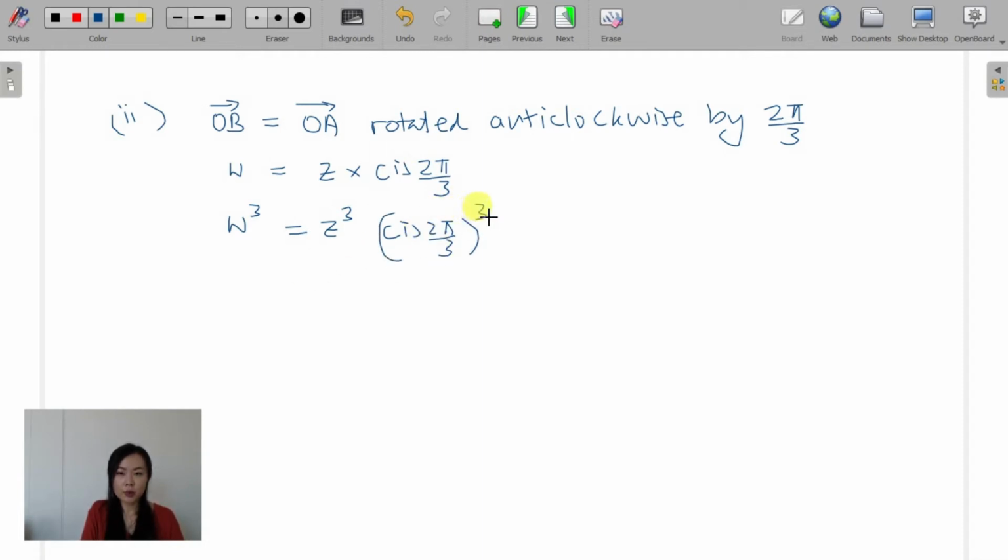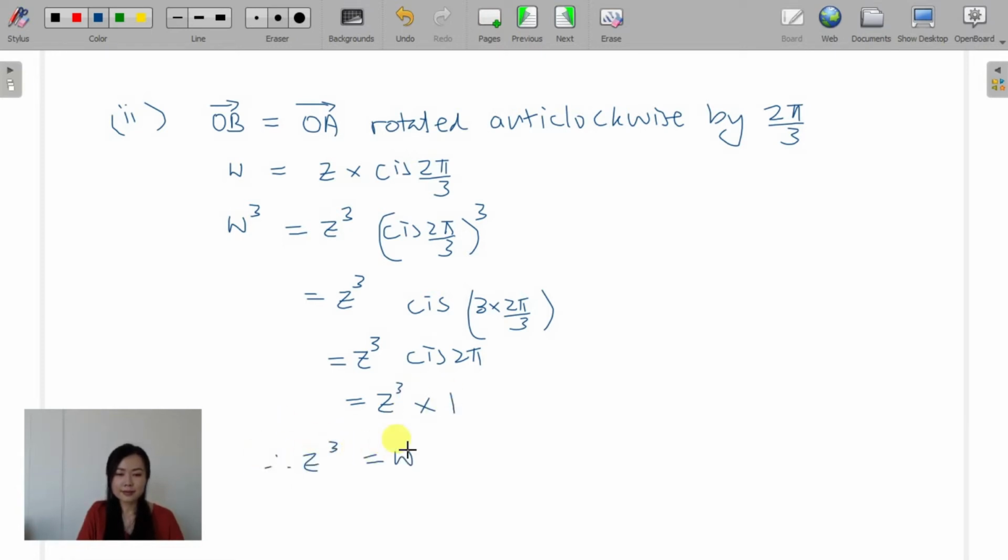And De Moivre's theorem, multiply the indices into it. That looks terrible. Hold on. All right, so the 3 cancels. Cis 2 pi. And what is cis 2 pi? Cis 2 pi is 1. Okay, that's it. That wasn't so hard, right? Let's have a look at the third part.